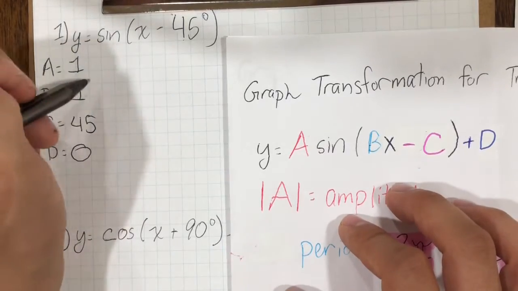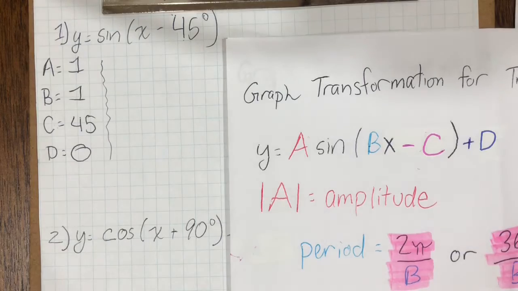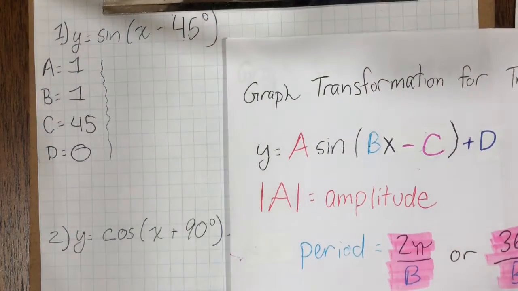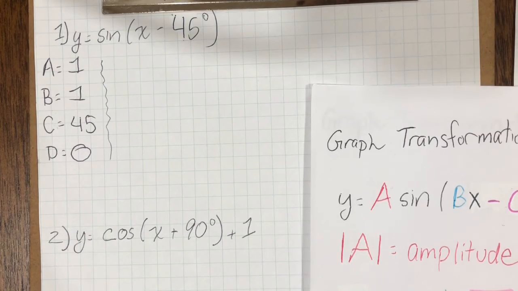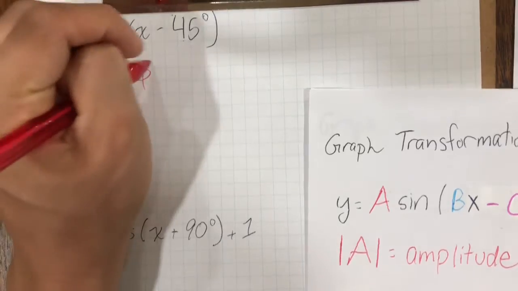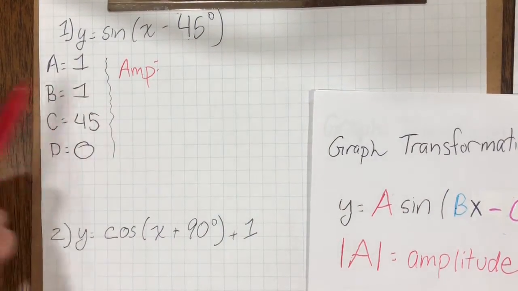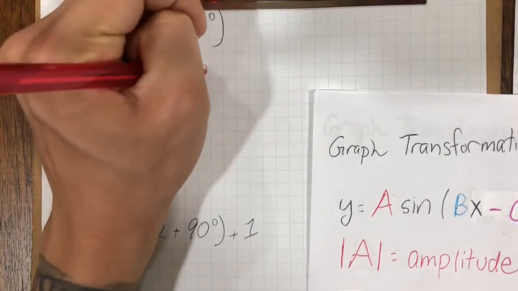All right. So now I'm going to find the amplitude, period, quarters, the midline, the max line, and the min line. We're going to do that for all of the graphs. Let's go ahead and get started by figuring out the amplitude. With the amplitude, I just take the absolute value of A, and the absolute value of a positive 1 is still a positive 1. So my amplitude is 1 unit.